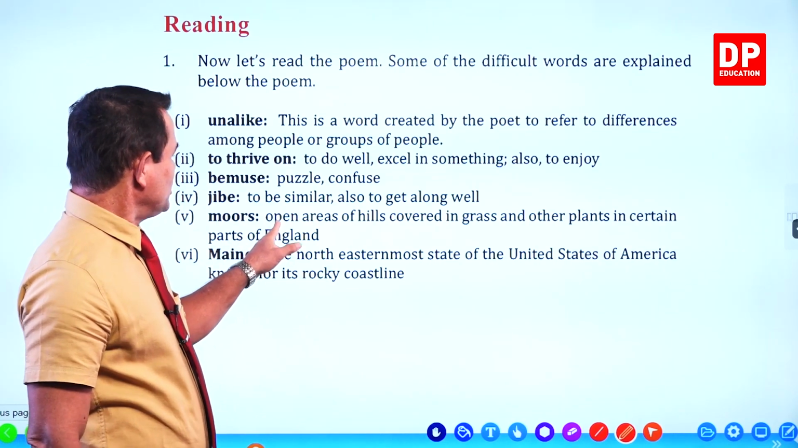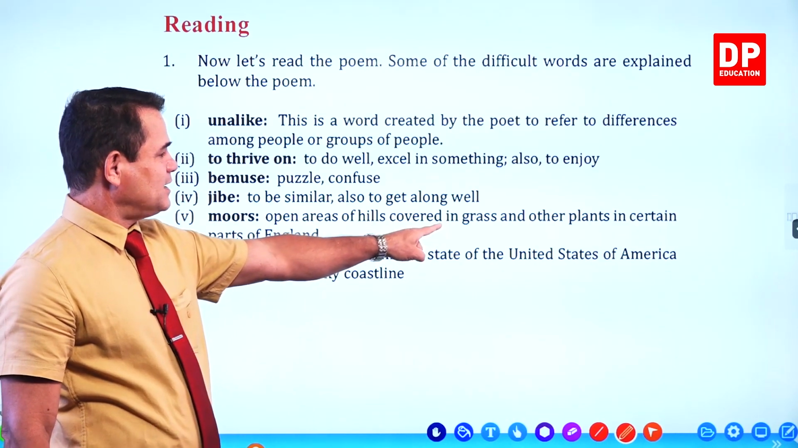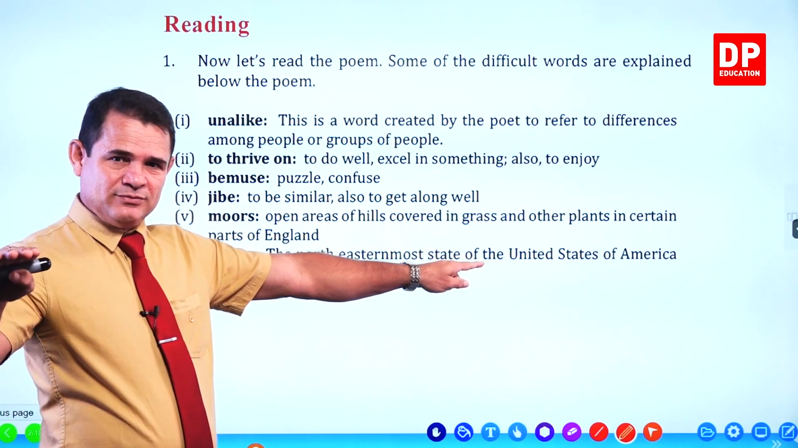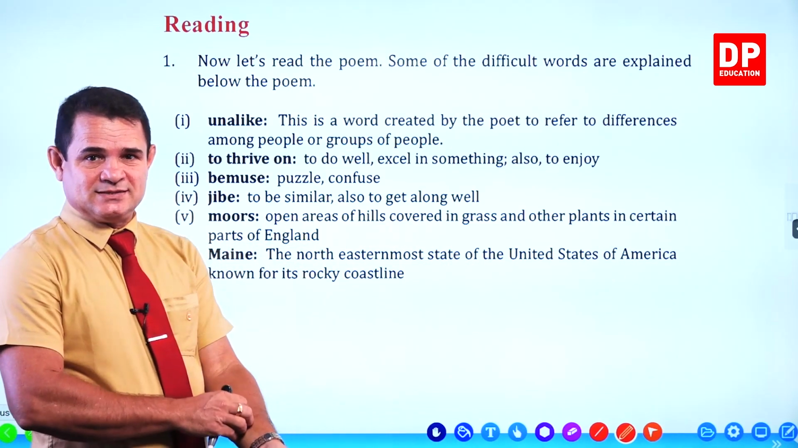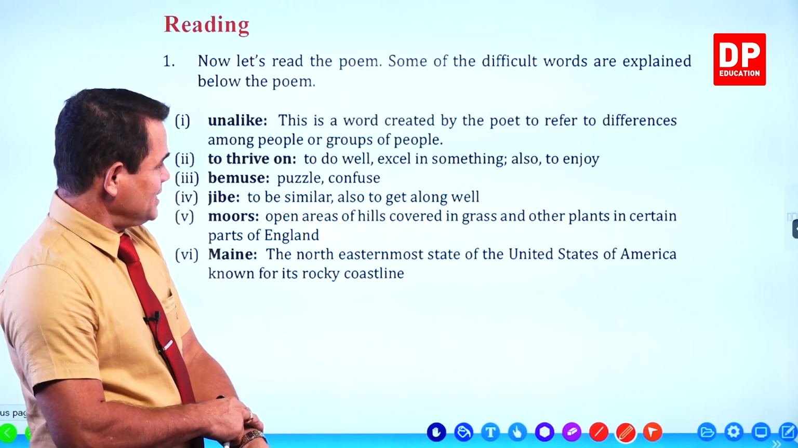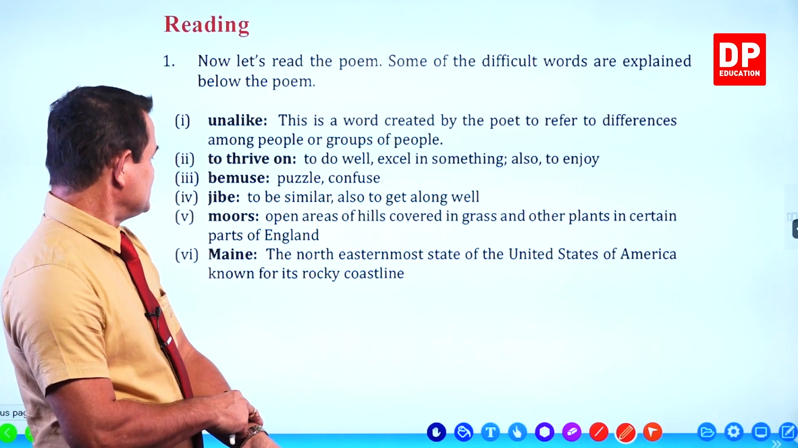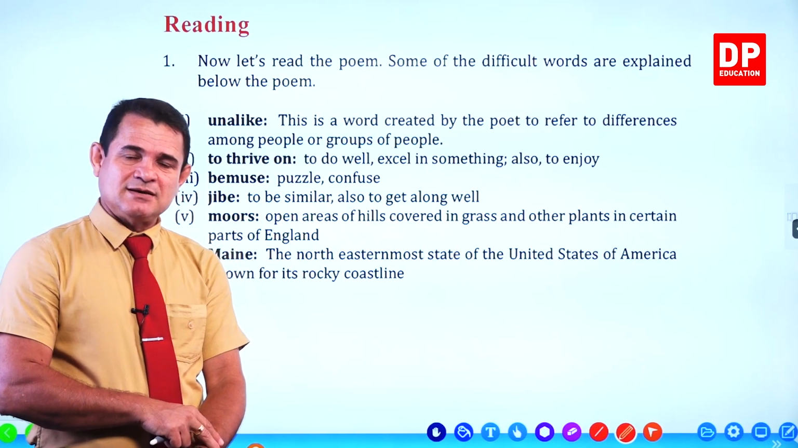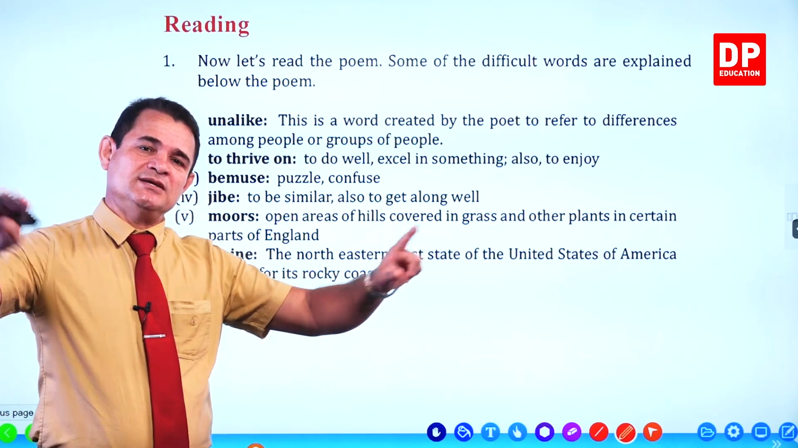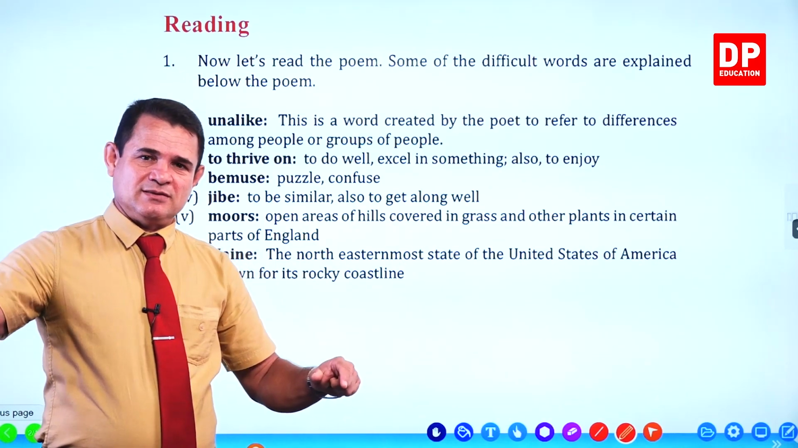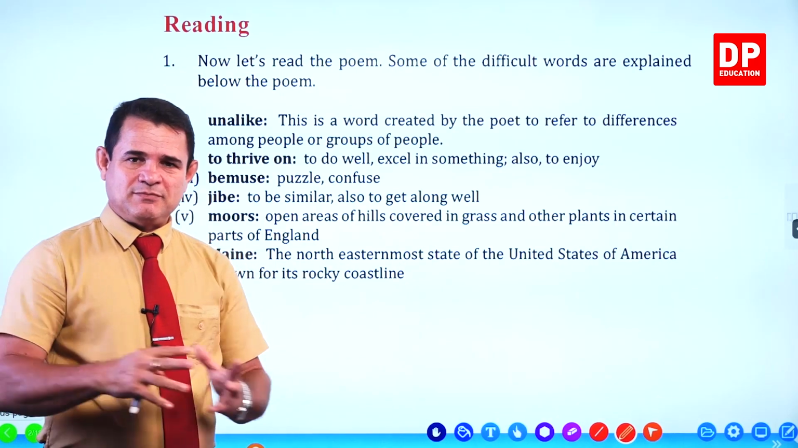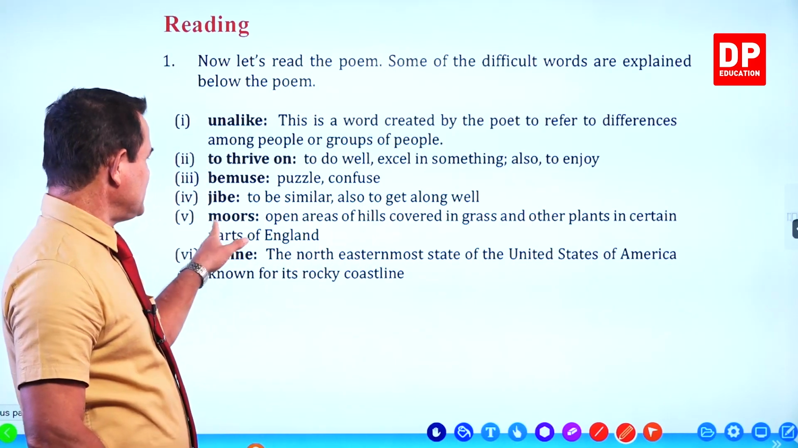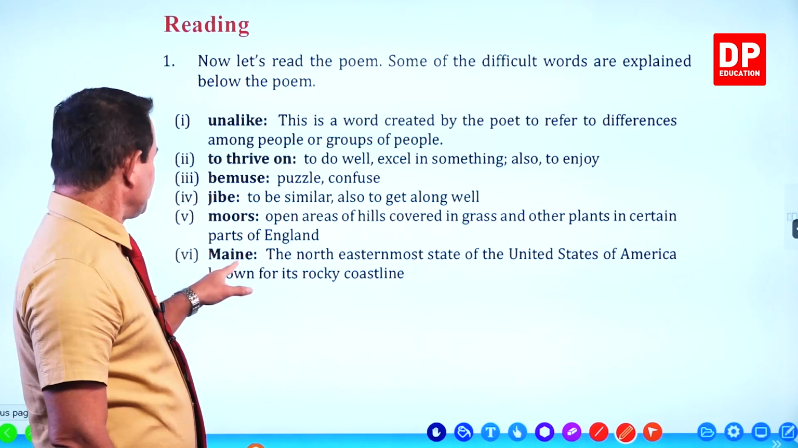Moors. Open areas of hills covered in grass and other plants in certain parts of England. So especially in England. This word is there in the poem.